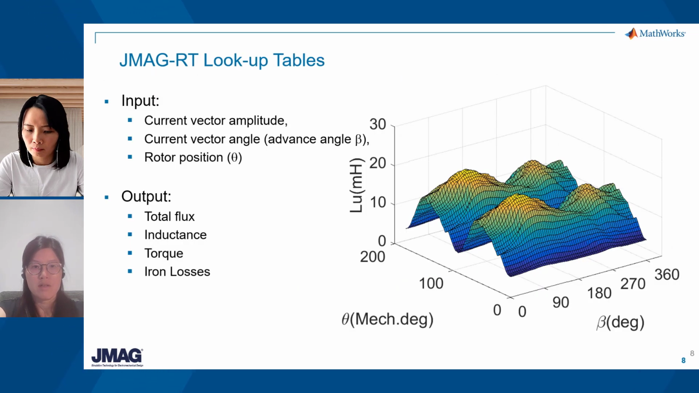Now, one of the questions I often get is, what is inside the JMAG RT model? So here's a quick summary of the JMAG RT lookup tables. Basically, the lookup table inputs are current vector amplitude, advance angle, and rotor position. Outputs are total flux, inductance, torque, and iron losses. When referring to iron losses, the rotor speed is used instead of the rotor position.